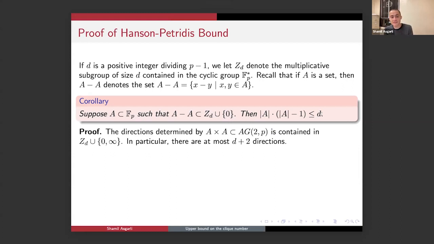So let's explain the proof of the corollary. Well, the directions determined by the Cartesian product, A cross A, is contained in Z_d union {0, infinity}. And why is that? Well, that's because we're assuming that A minus A is in Z_d union {0}.